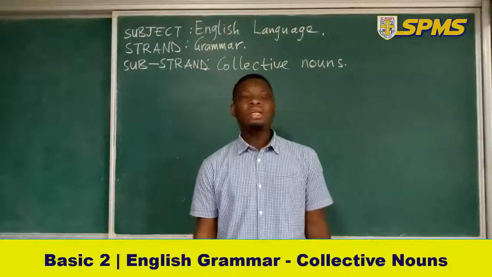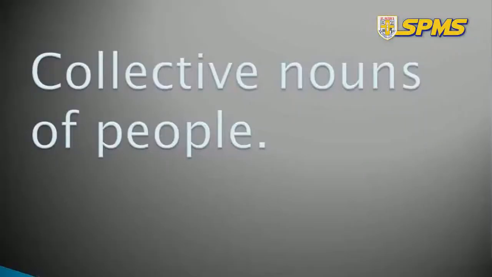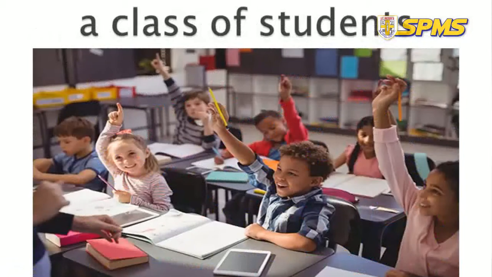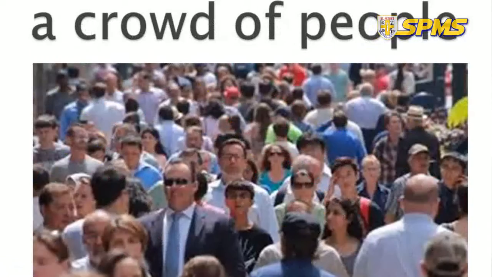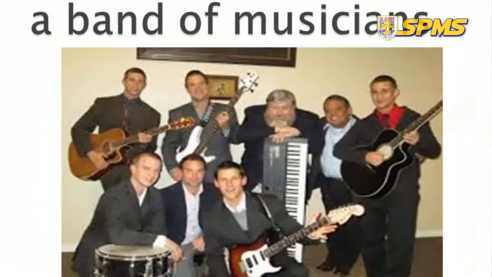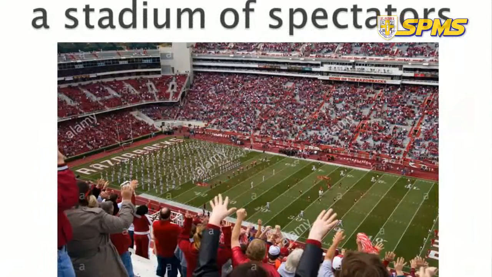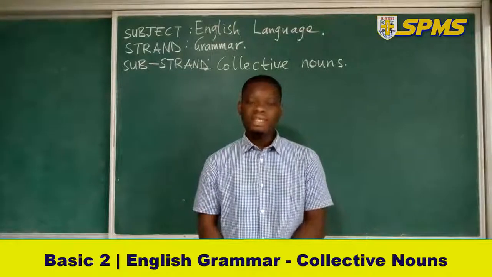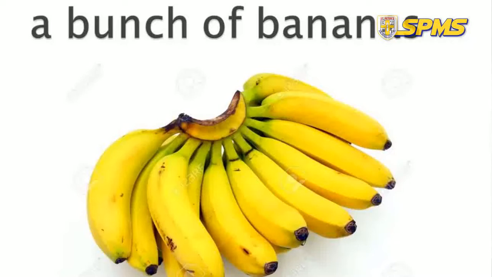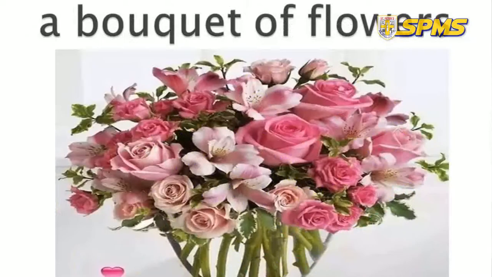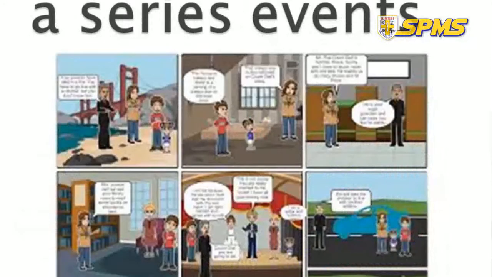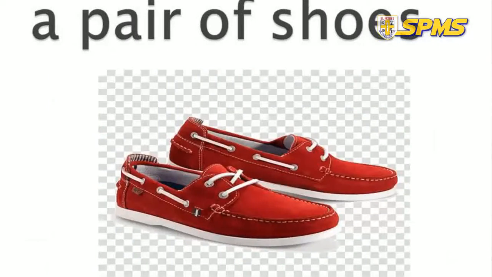Also, collective nouns can be used to describe or refer to human beings or people, like a team of players, a class of students, a crowd of people, a band of musicians, and a stadium of spectators. And then again, it can be used to also refer to things like a bunch of banana, a bouquet of flowers, an album of pictures, a series of events, and then a pair of shoes. Very good.